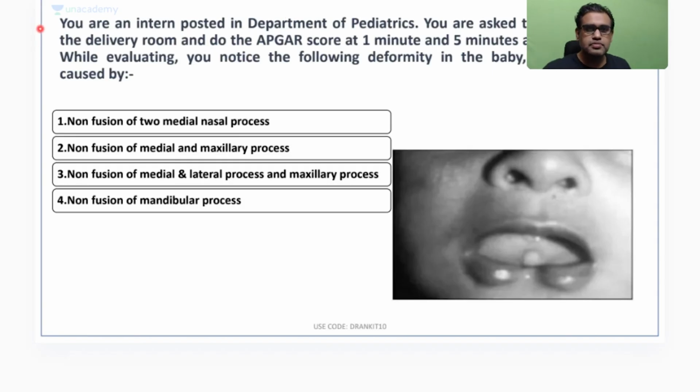Here's the first MCQ. You are an intern posted in the Department of Pedia. You are asked to go to the delivery room and do your Apgar score at 1 and 5 minutes of birth. While evaluating, you notice the following deformity in the baby. Primarily caused by: 4 options.